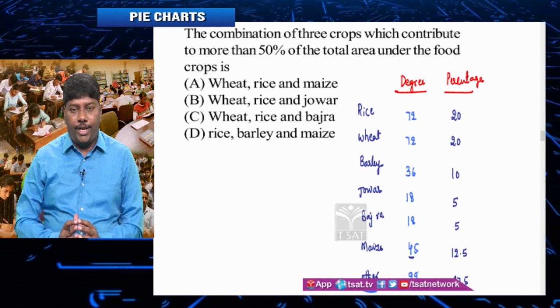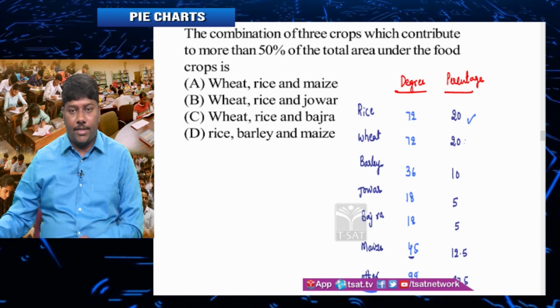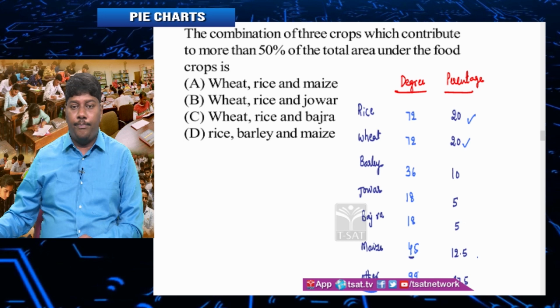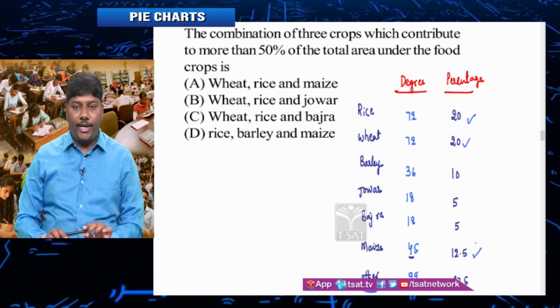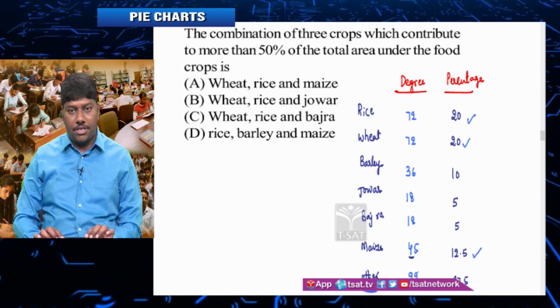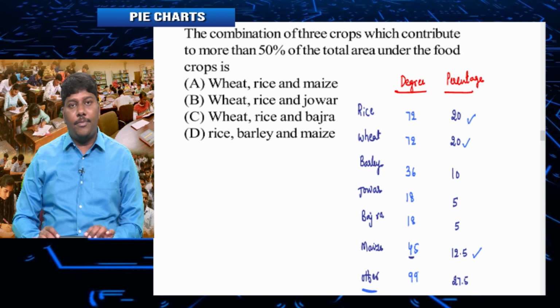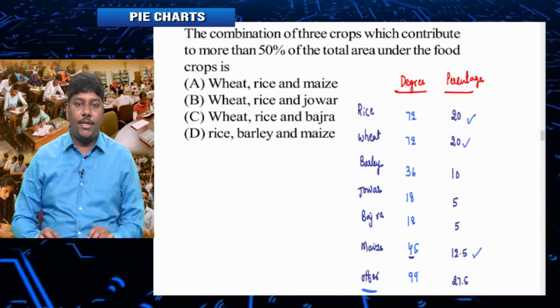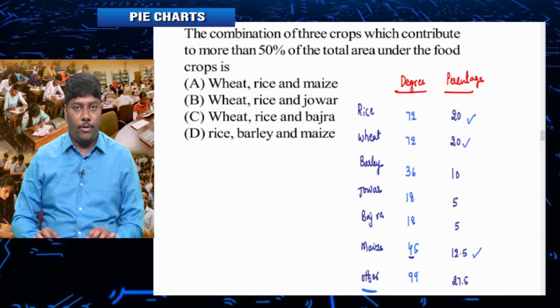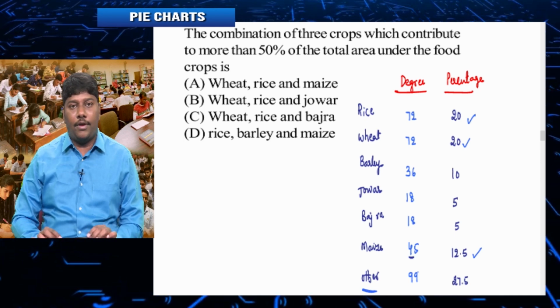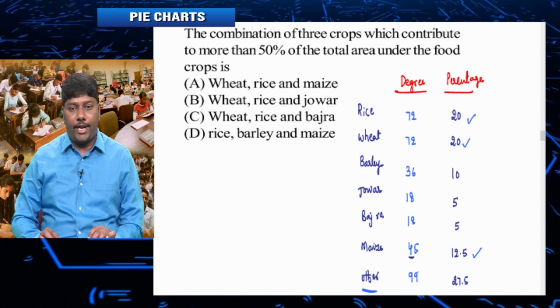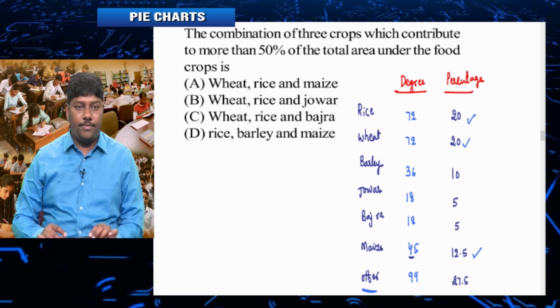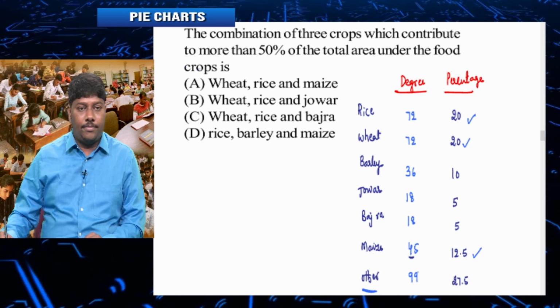Look at rice, wheat, 20%, 20%. Then after these two, maize is the highest one. So, 20, 20, 12.5, if I add it in terms of percentage, 40 plus 12.5, it's going to be 52.5. So, the answer is going to be rice, wheat and maize. Without looking at the options, by looking at the data that we have written, you can easily say it is rice, wheat and maize. So, answer is wheat, rice and maize.